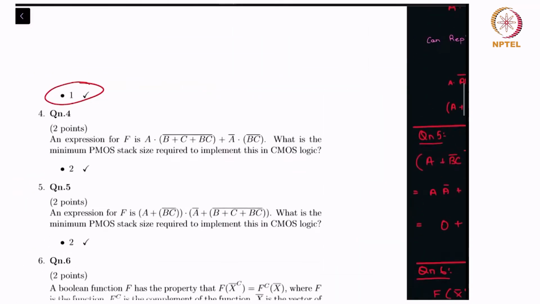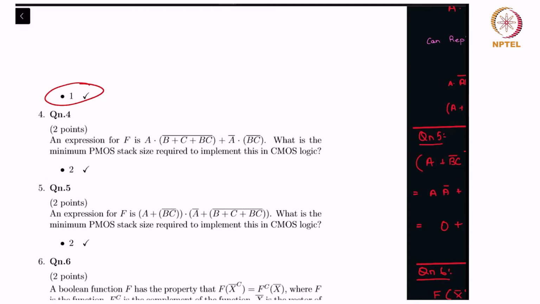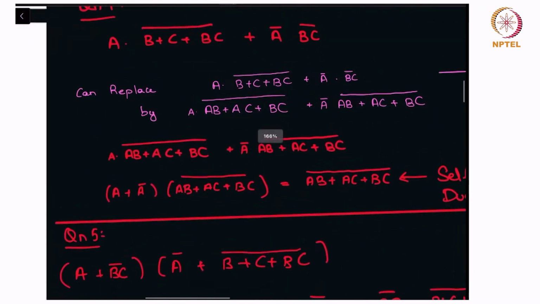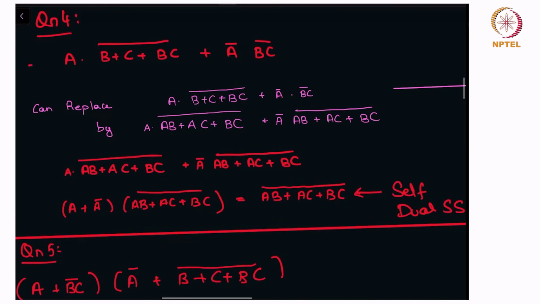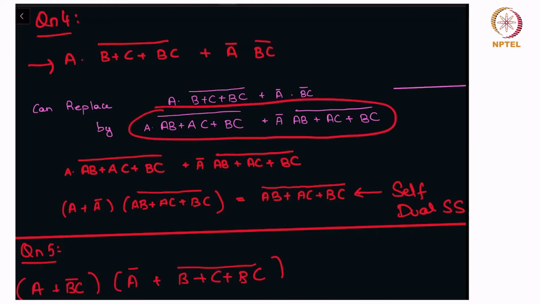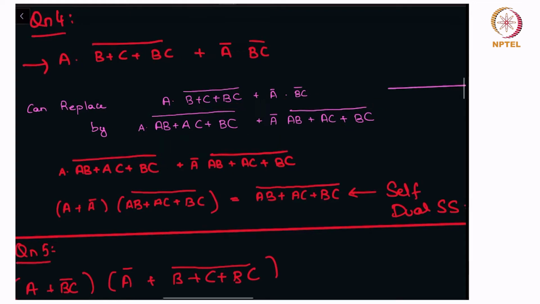In question number 4, an expression for F is given, and what is the minimum PMOS stack size required to implement this in CMOS logic, right? So we'll have to first perform the reduction to a form that minimizes the PMOS stack size. So this is the expression, and the claim is that we can replace it by the expression below, and the function is the exact same function. And let's look at why that is so.